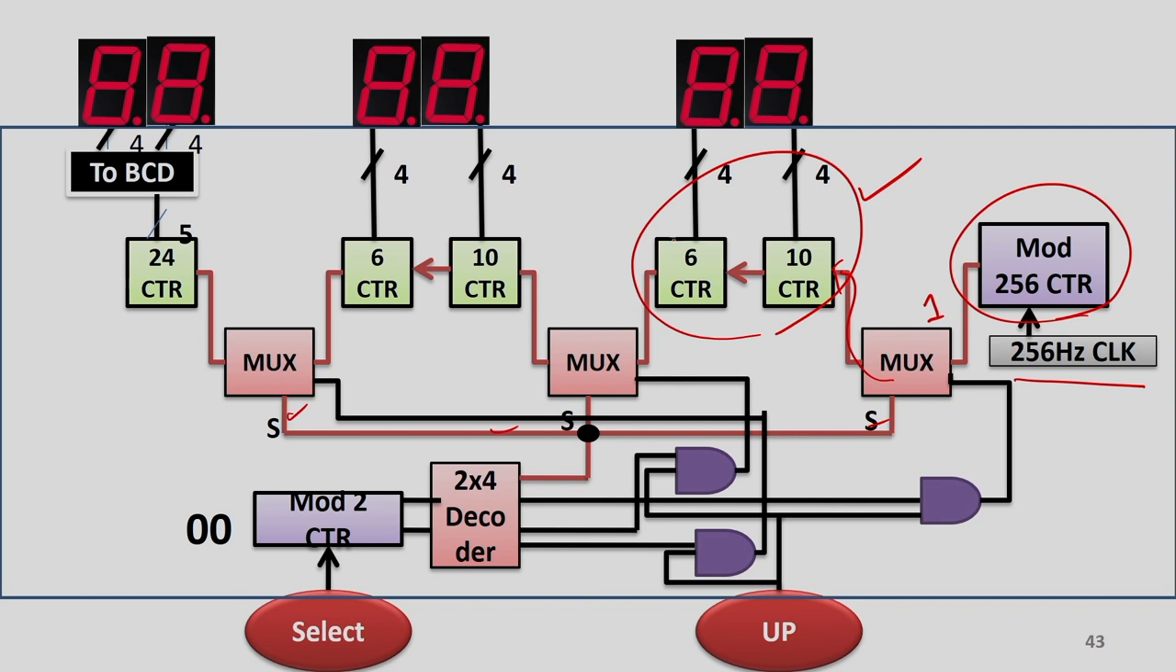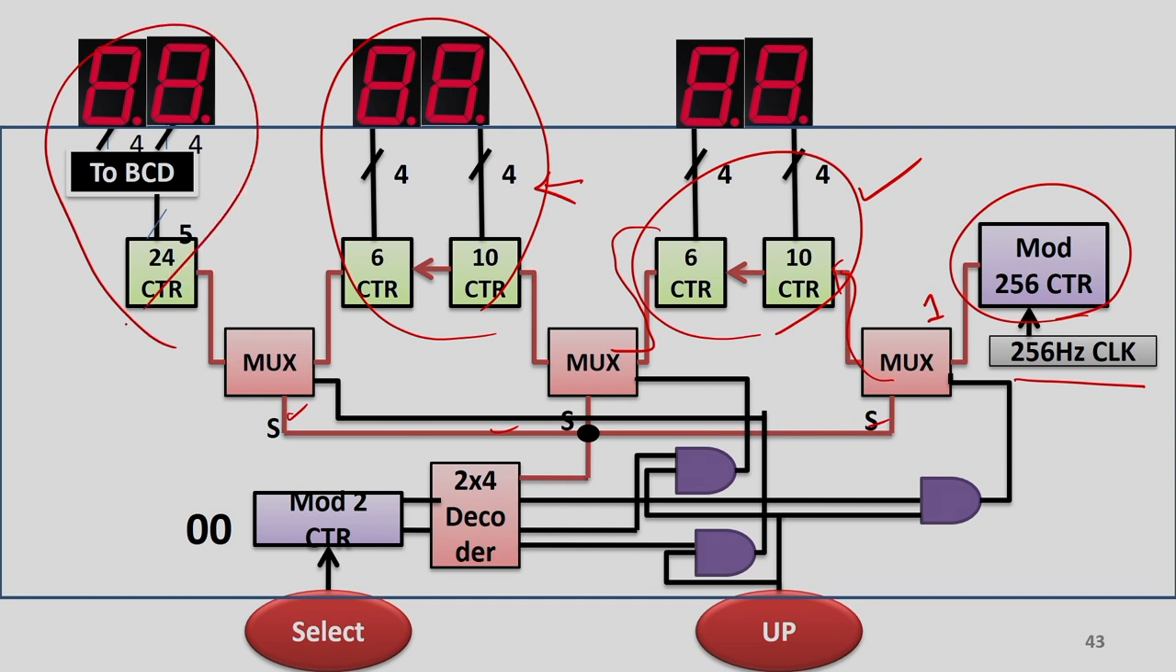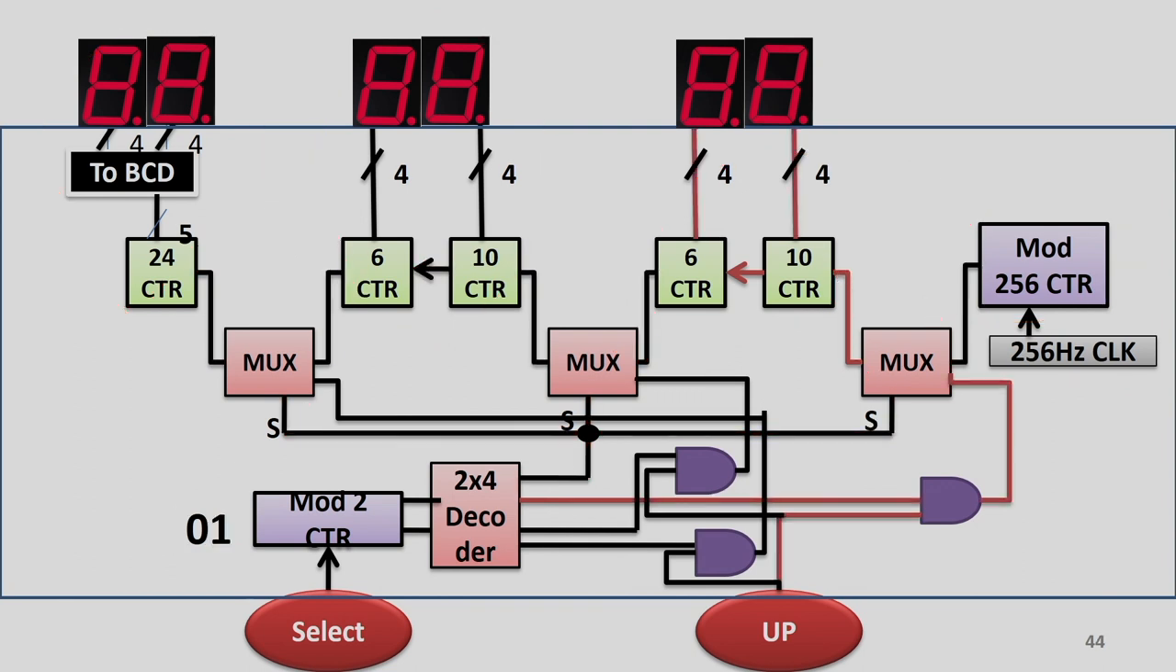After 60 seconds, the output of this mod 60 counter is given to the minute counter. Every 60 seconds it gets 1 pulse, which means every 60 seconds the minute gets incremented. And every 60 minutes this counter gets incremented. This is the normal operation of the clock, and whenever the mode is 0, 0, the clock will do its normal operations. And this is for 1.